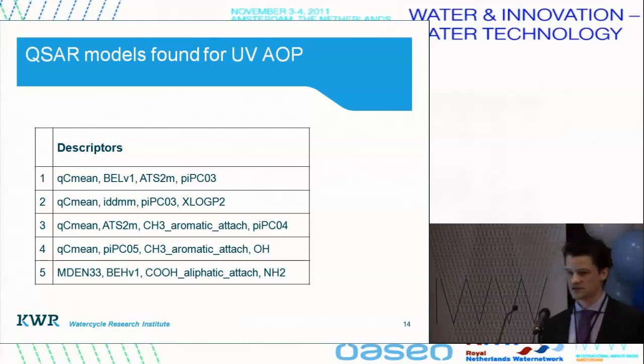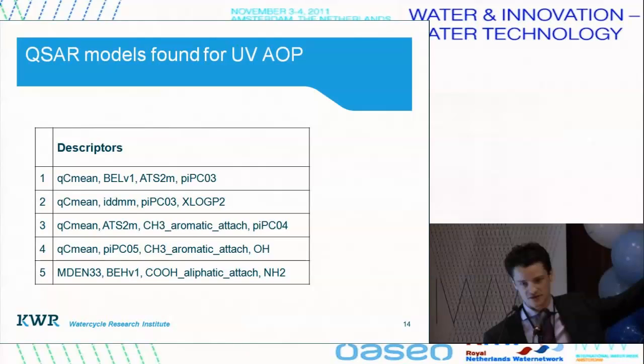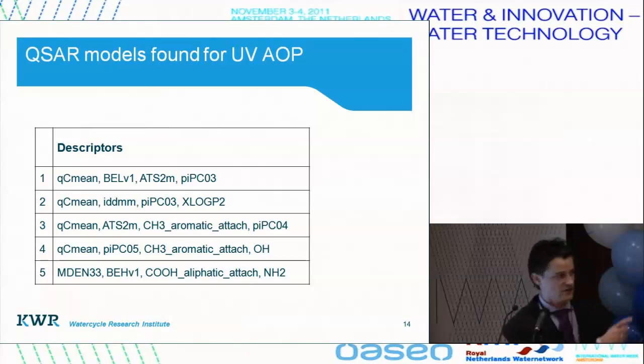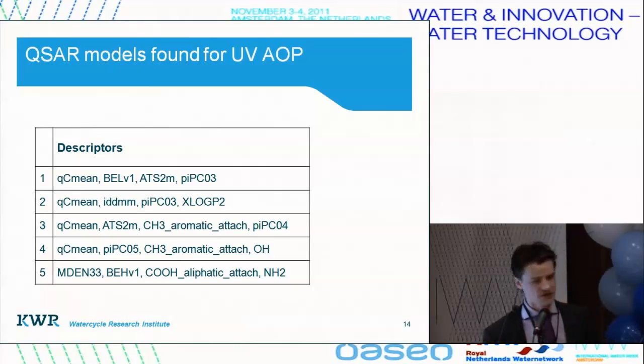So I used all the data for the UV advanced oxidation process for the hydroxyl radical rates. And here you can see different models I obtained from the genetic algorithms, which were supposed to be the best. One is the best, and I got some different ones, but they were listed from good to less good. If you look at them, they look a bit exotic with all the names, because there are thousands of descriptors, so they have a lot of names.